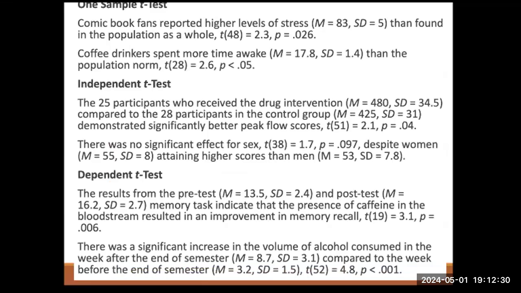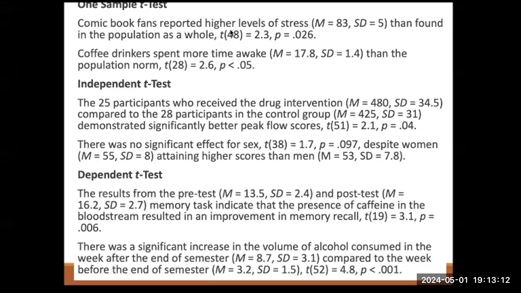So here are different examples of what a one sample t-test, independent t-test, and dependent t-test look like. So you would read the results to interpret it. And from the results, you could actually determine what kind of t-test it was. So in the first one, comic book fans reported higher levels of stress, and it gives you the mean and standard deviation, than found in the population as a whole. So that's the key. When you see it's being compared to a population as a whole, that tells you it's a one sample t-test. And there's the T. So a t-test would have the T to let you know it was a t-test analysis, right?